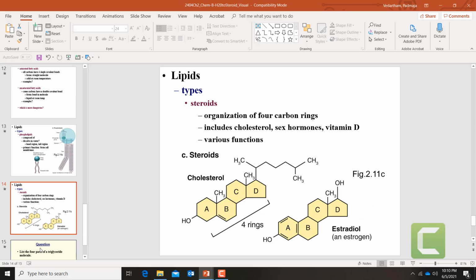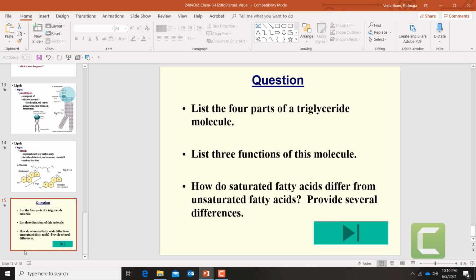And then the third type of lipid are steroids, like cholesterol, sex hormones, vitamin D. Those are all made up of steroids, which have this circular kind of structure. So the 4 parts of a triglyceride molecule are 1 glycerol and 3 fatty acids.